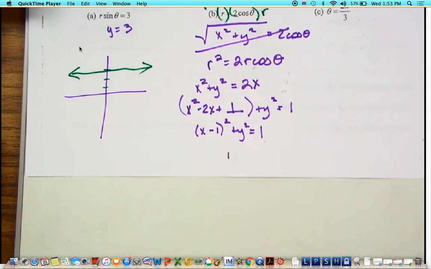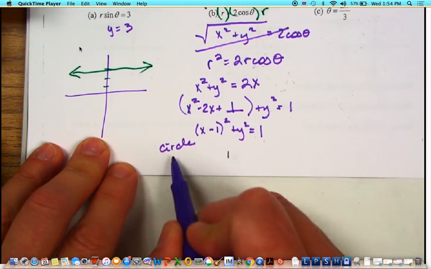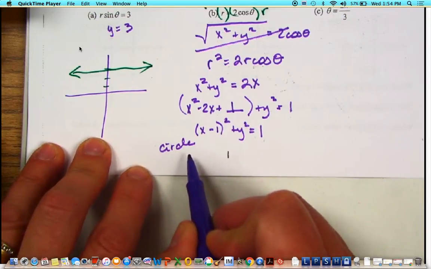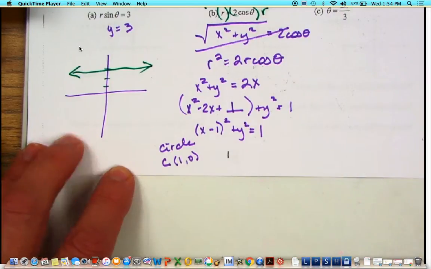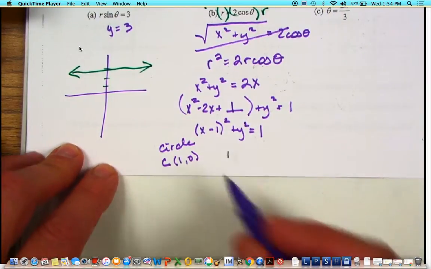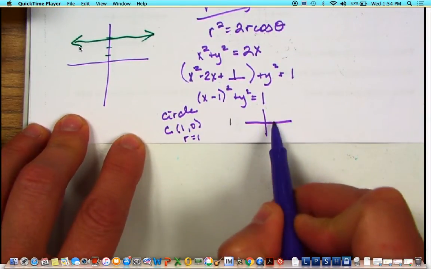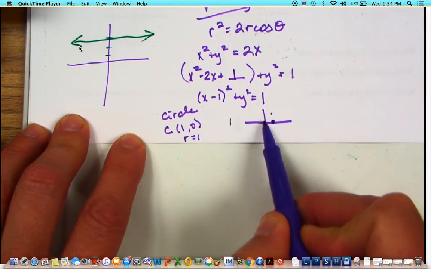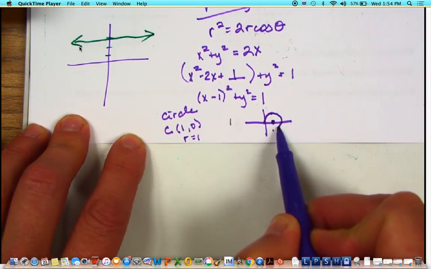What's that an equation of? That is a circle. Where is it centered? (1, 0) is its center. And what's its radius? 1, right? So (1, 0) is the center. Radius is 1.